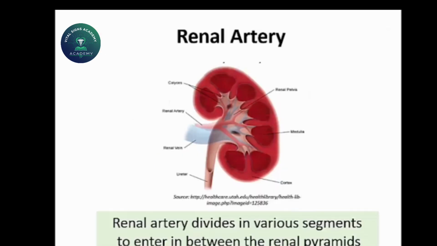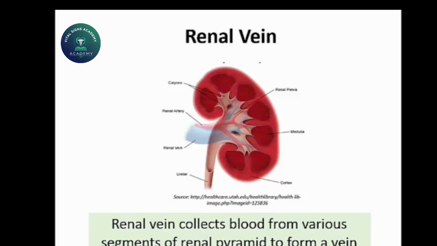Renal artery divides into various segments to enter in between the renal pyramids. In this picture, you can see the renal artery dividing into various sections of the kidney to give the blood supply. Renal vein collects the blood from various segments of the renal pyramid to form a vein. In the next video, we will talk about nephron.